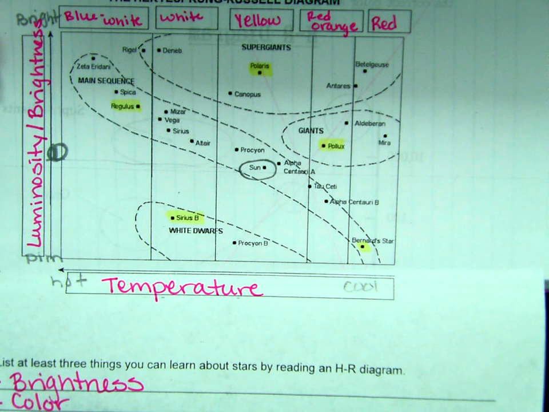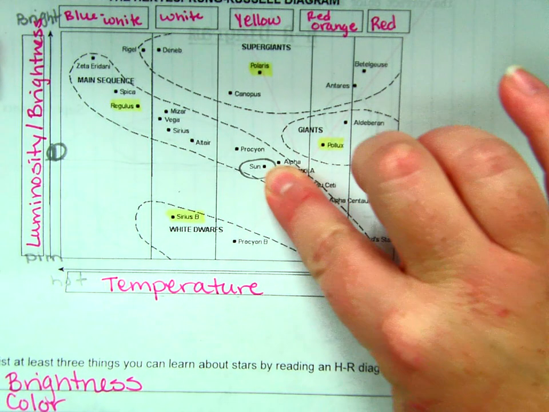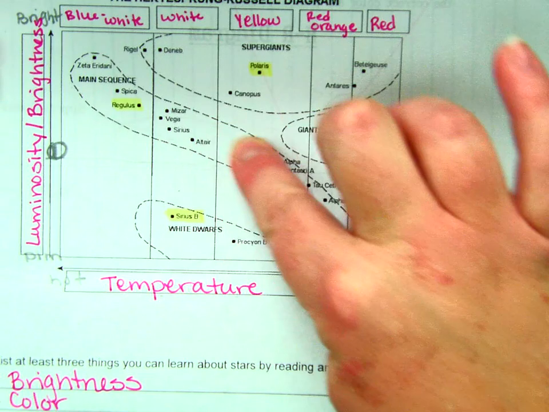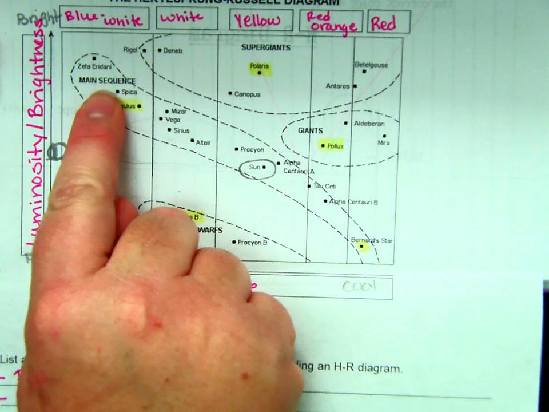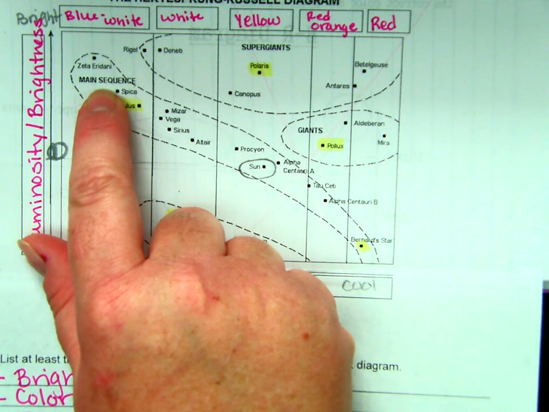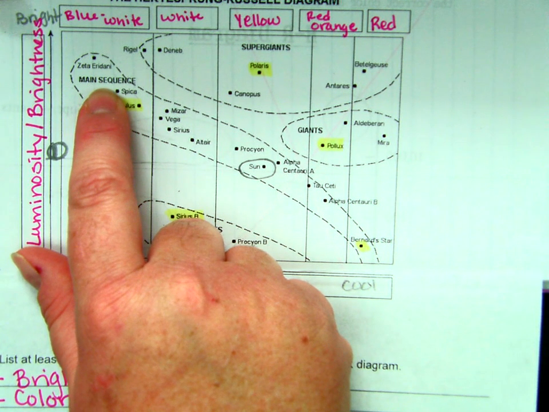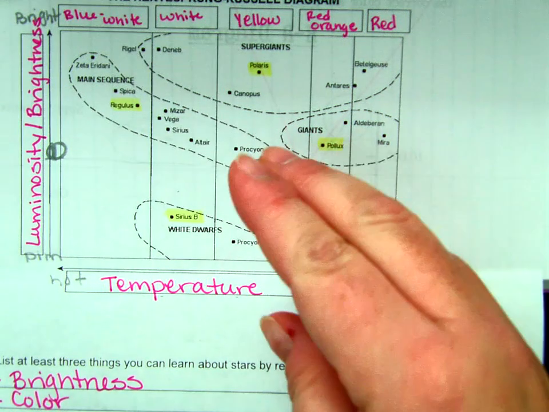Now, if you look here in the middle of the chart, we have this huge category. And this category is known as main sequence. Most stars are going to spend their life in a main sequence stage. 90% of stars are going to be here. And then you're going to have other stars that go in the other categories.